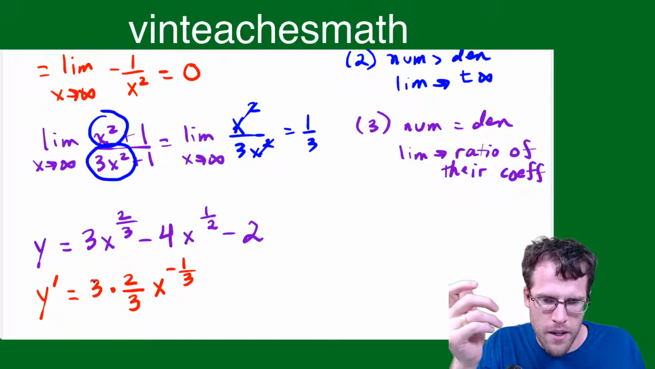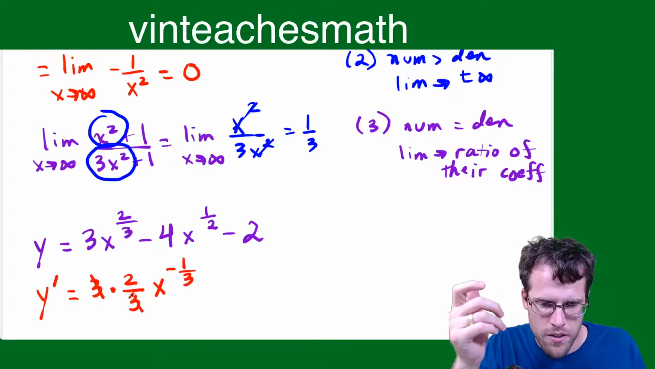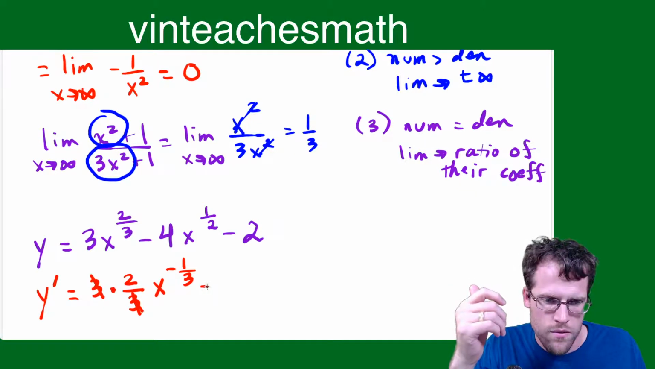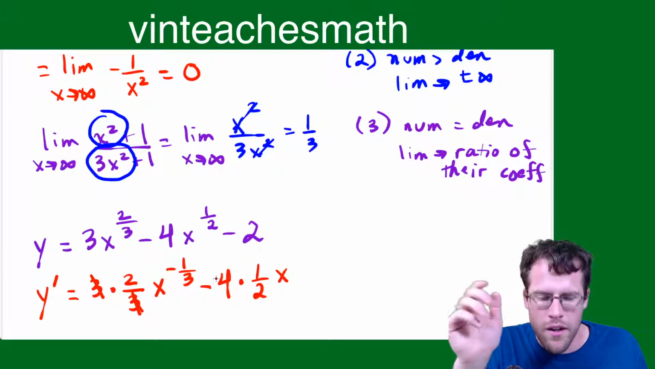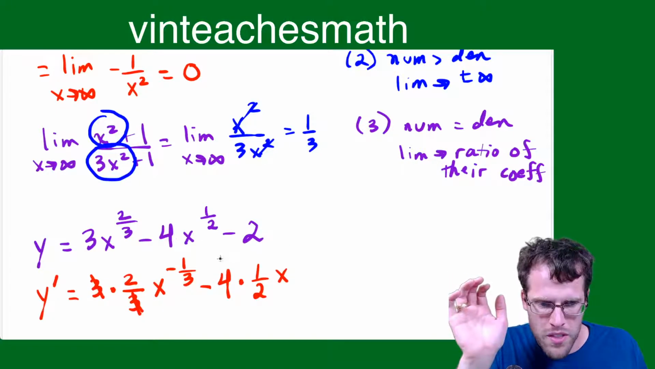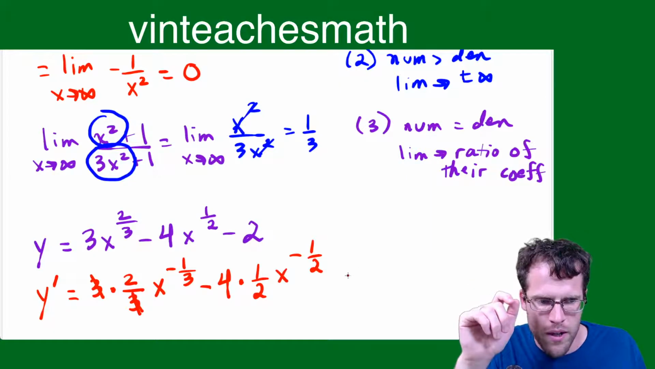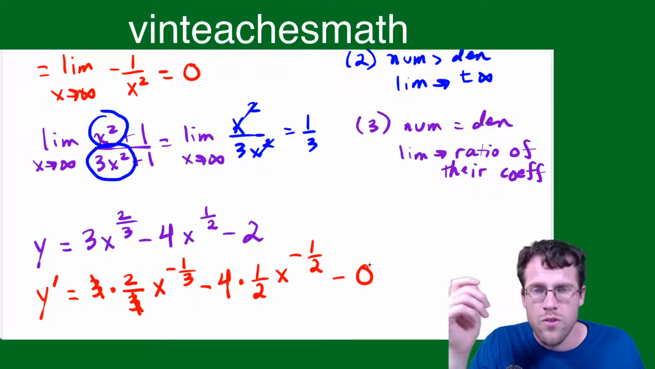If I'm doing this in my head, I'm going to just kind of see that when the 2/3 comes down, this 3 and denominator 3 are going to cancel like this. So I'm not necessarily writing this every single time. And then we have negative 4 times x, I'm sorry, negative 1. So we have minus 4 times 1/2 x to the minus 1/2. And then we're going to have minus 0.